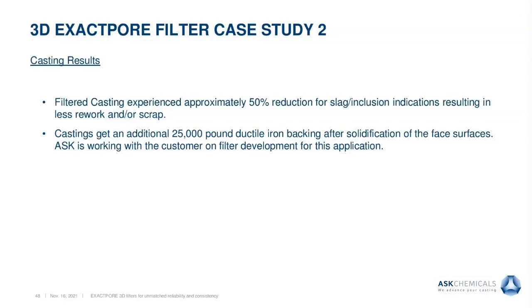The filtered casting experienced approximately 50% reduction for slag inclusion indications, resulting in less rework or scrap. This customer also pours an additional 25,000 pounds of ductile iron as backing metal after solidification of these filter surfaces. ASK is working with this customer on filter development for this application.